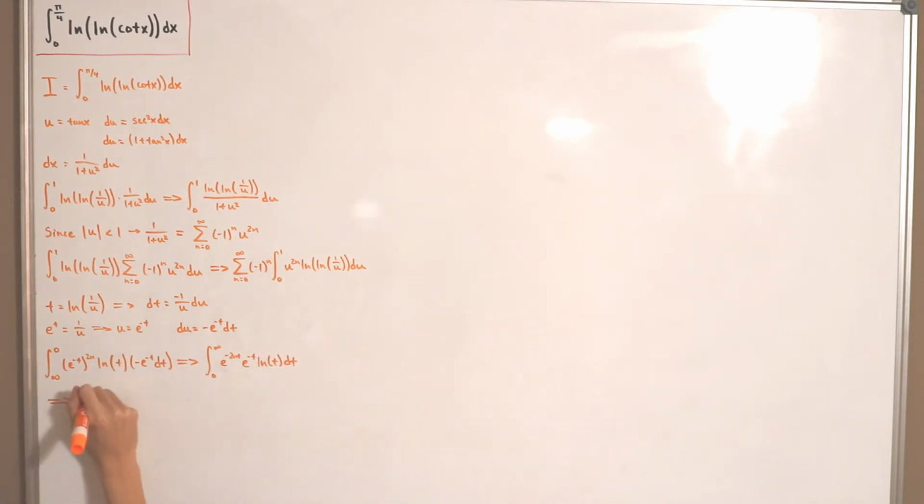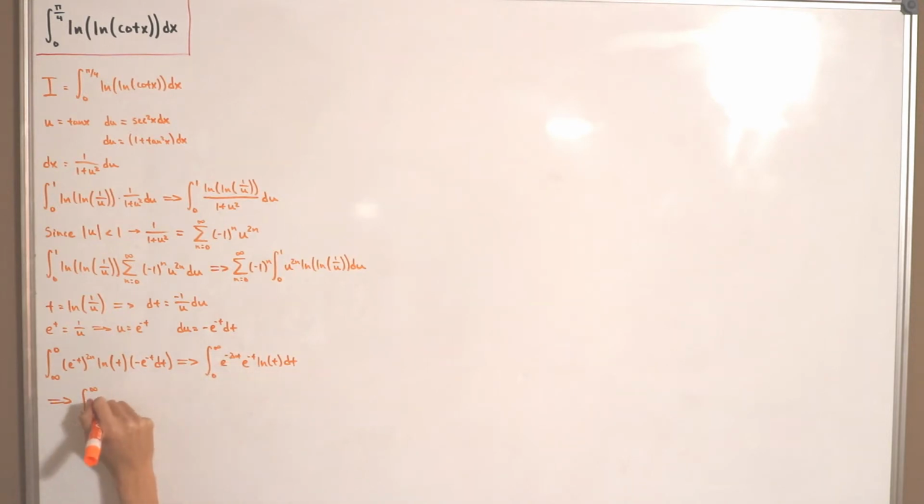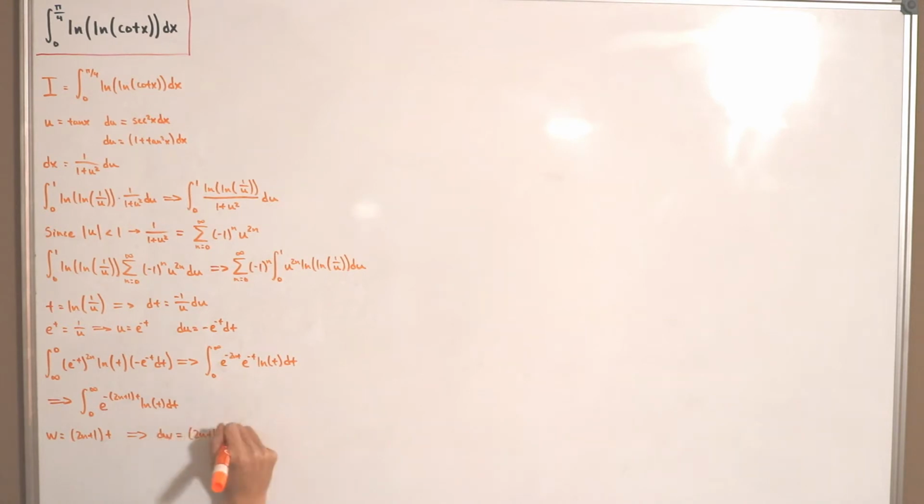Simplifying that expression, we get the integral from 0 to infinity, and I can factor out a negative t from here. I'll write it like this: e to the negative quantity 2n plus 1 multiplied by t, then ln of t dt. So now, guess what? We're going to do another u substitution. This time we're going to call this one w. So we'll let w equal 2n plus 1 multiplied by t. Then dw is equal to 2n plus 1 dt.